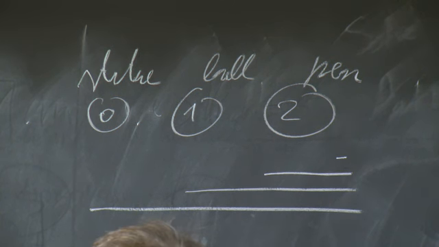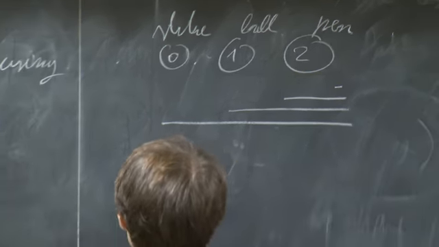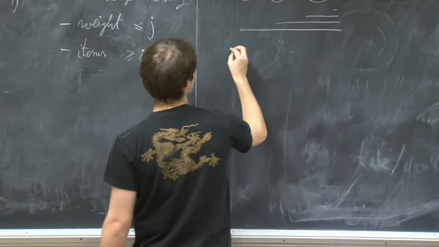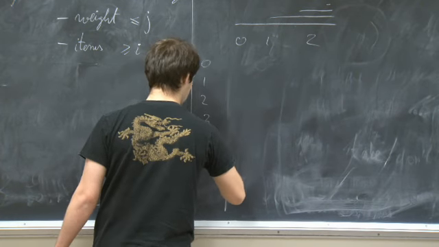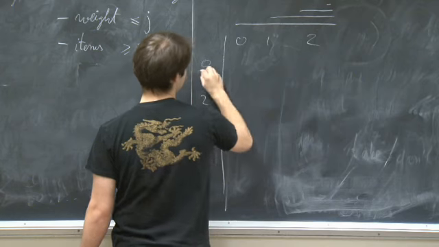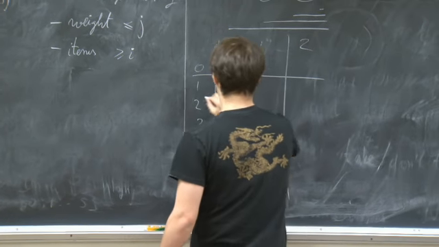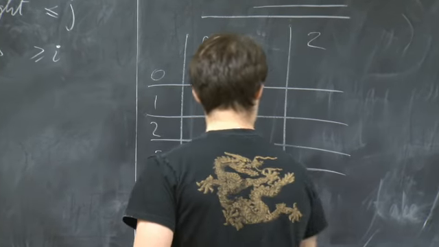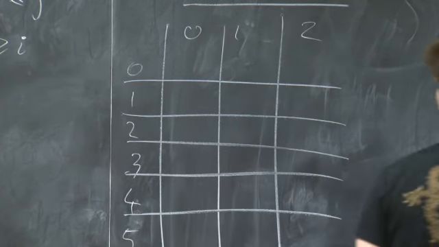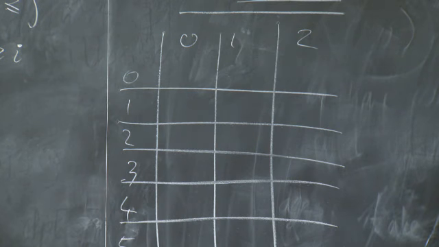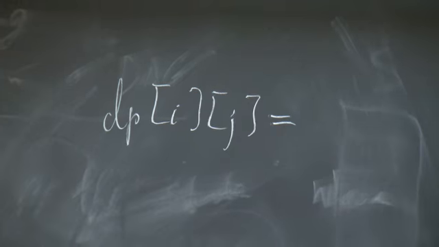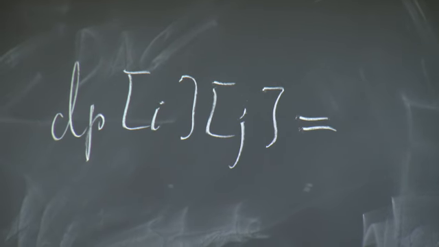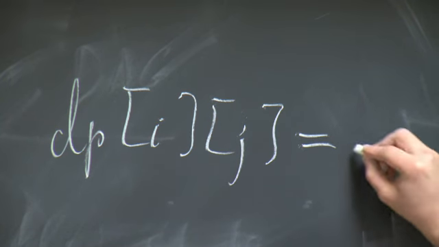And we're also going to consider how much weight we have in our backpack. OK, so let me write this again. 0, 1, 2 here. And weights 0, 1, 2, 3, 4, 5. And this is going to be our DP table. Now, how are we going to compute this? dp of i j is? All right, the maximum of something.